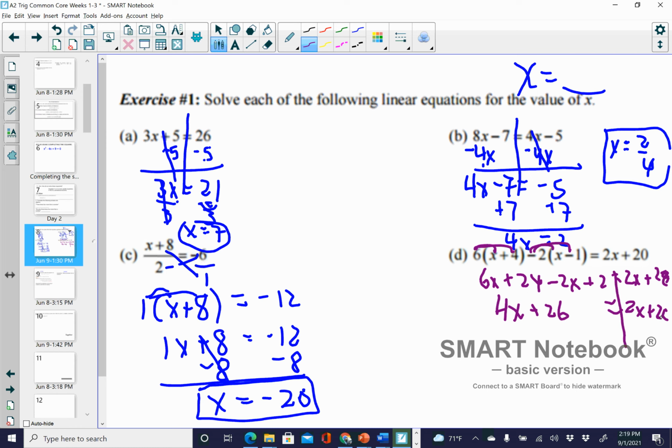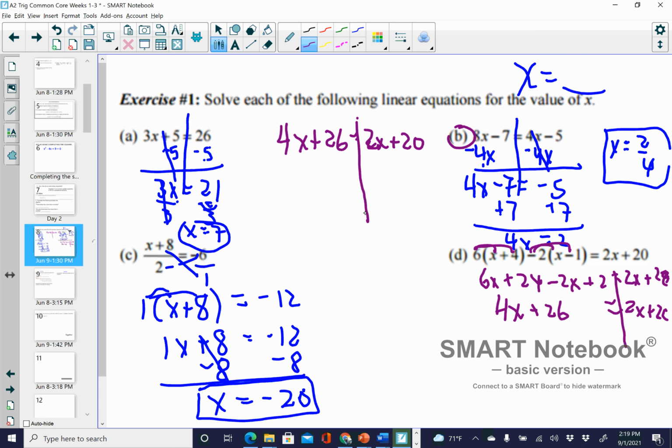I'm going to take this and put this over here. So I have, I'm just going to write it over here: 4x plus 26 is equal to 2x plus 20. So I want to do the same thing that I did with this problem with letter B. Move things over, get the x's on the same side of the equal sign. So let me just go ahead and show you what I mean by that, right?